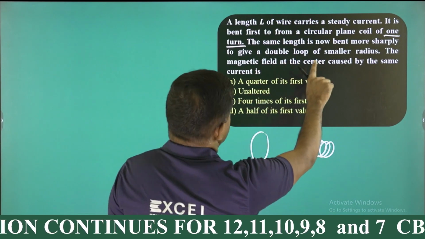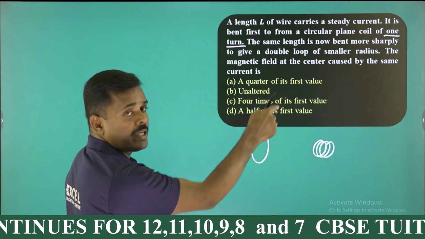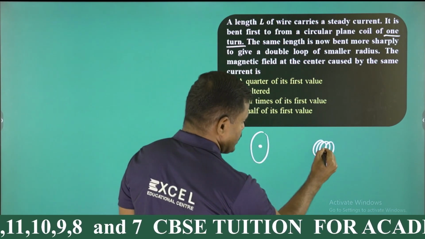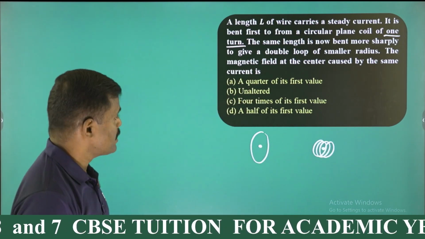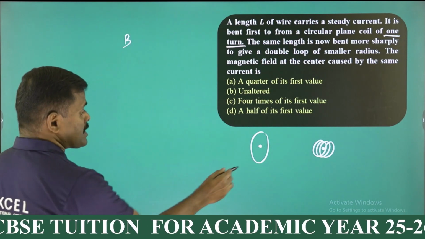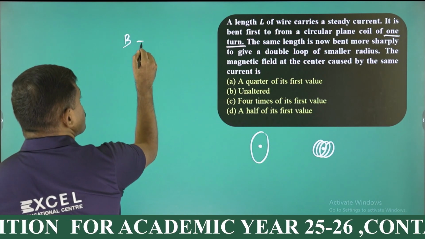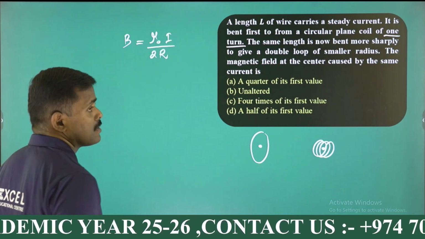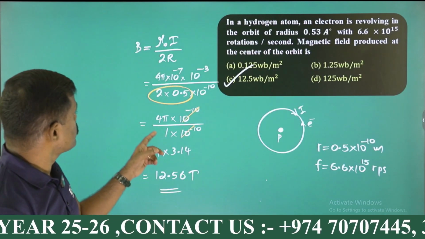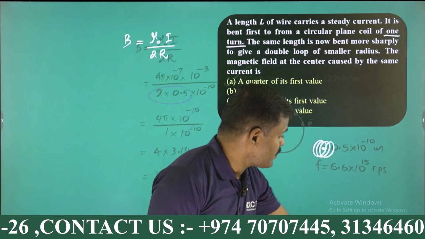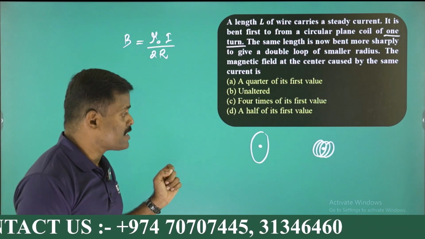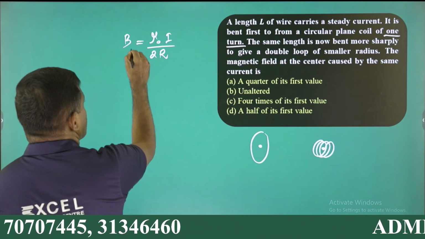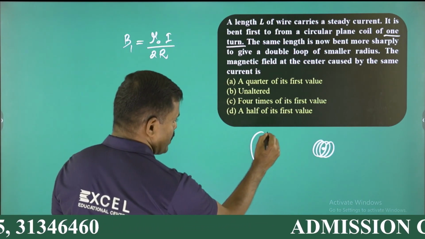Now, the magnetic field at the center of the coils is here. This is the magnetic field at the center, and here the magnetic field at the center. I need to compare them. So I am writing the magnetic field at the center of this coil. What is the equation for the magnetic field at the center of the coil? Mu 0 I by 2R. I have written this already. The magnetic field at the center of a circular coil is mu 0 I by 2R. I call it B1 for this coil.